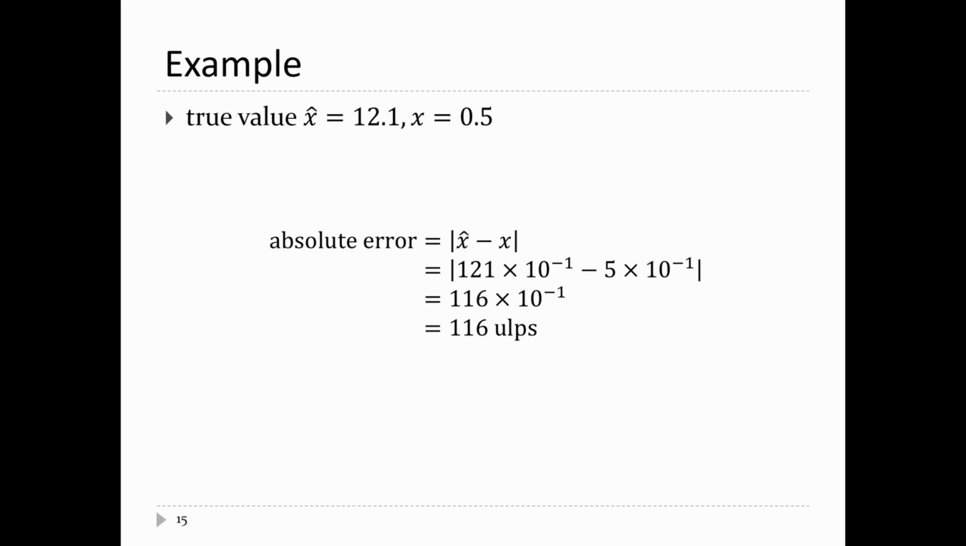So when you're computing the error, you don't want to write out the measured value or the computed value in its correct format. You want to convert its exponent to minus 1, so you want something times 10 to the minus 1. If you scribble that out, it would be 5 times 10 to the minus 1. Now you do your subtraction, and when you do your difference, you get 116 times 10 to the minus 1. And so now you have a difference of 116 ulps. The reason you're making sure the exponent is the same is because I want the error relative to the 12.1. In other words, I want to compute its error in ulps relative to the exponent, in this case, minus 1.